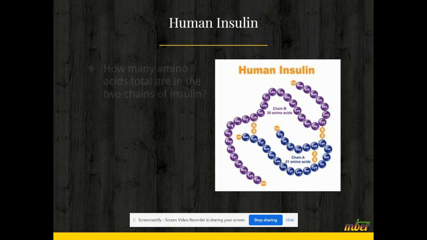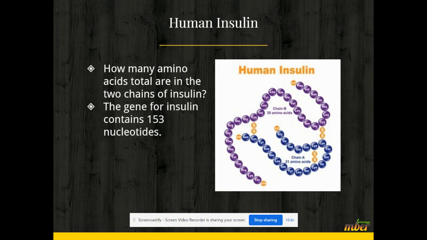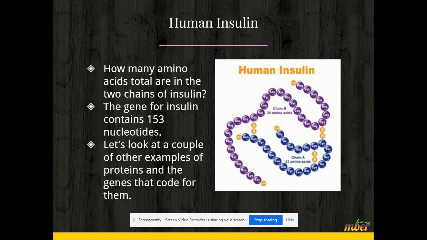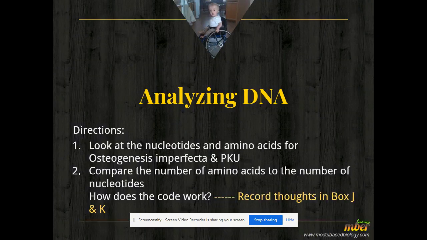Okay, for example, we're looking at human insulin. We need to know how many amino acids total are in 2 chains of insulin. The gene for insulin does contain 153 nucleotides. Let's look at a couple other examples of proteins and the genes that code for them.